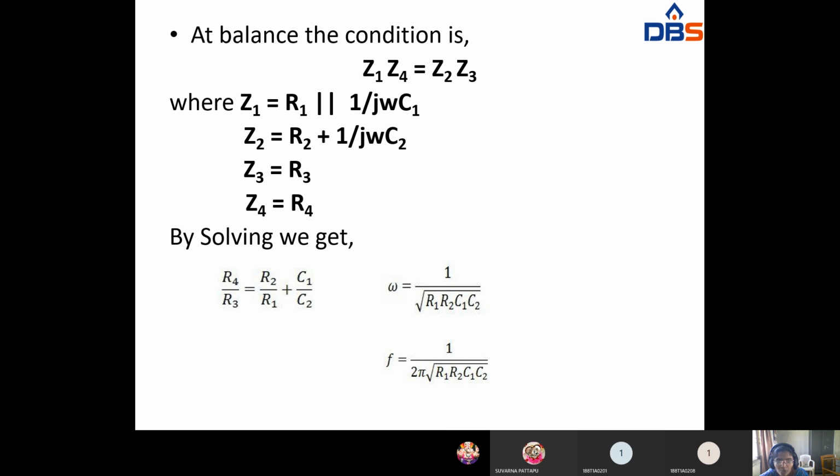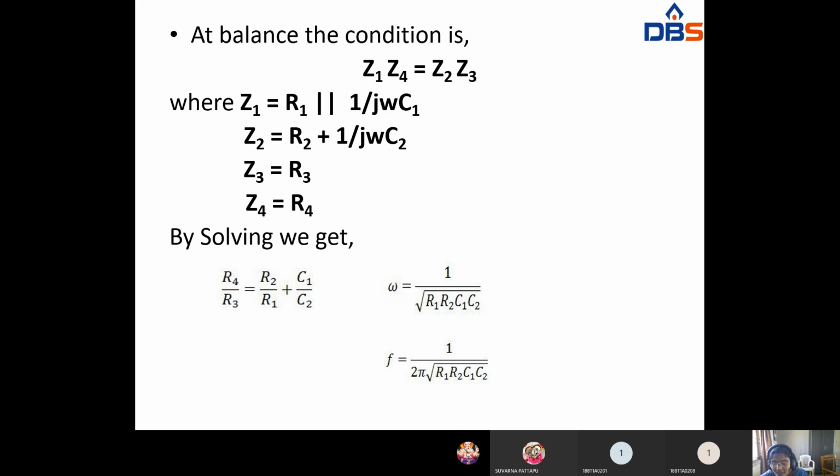Z2 means R2 plus 1 by j omega C2. Z3 means R3. Z4 means R4. By substituting this equation and solving, you can equate the imaginary terms and real terms. When you equate the real terms, you get R4 by R3 equal to R2 by R1 plus C1 by C2.